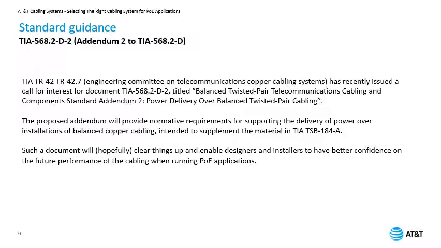In addition, the well-known TIA 568.2-D is going to have an addendum, which is addendum 2, as requested by TIA TR-42. In this, there will be a proposal for providing normative requirements for supporting the delivery of power over Ethernet installations of balanced copper cabling.